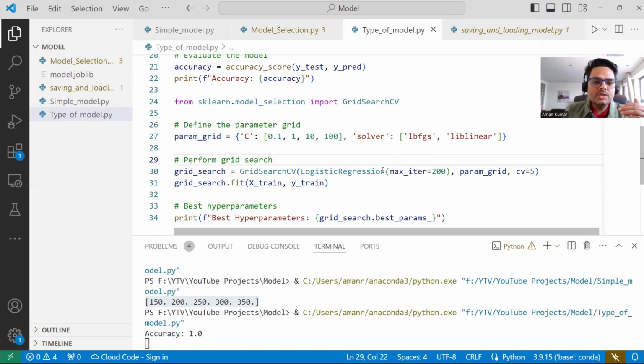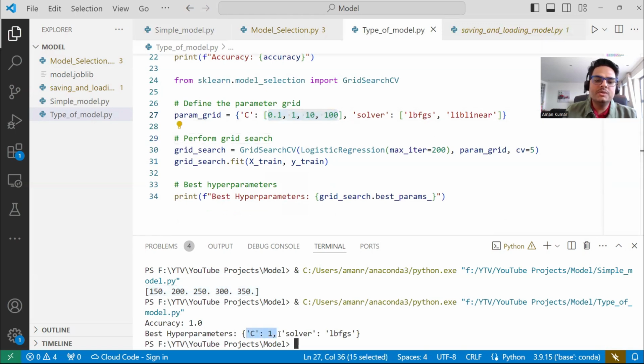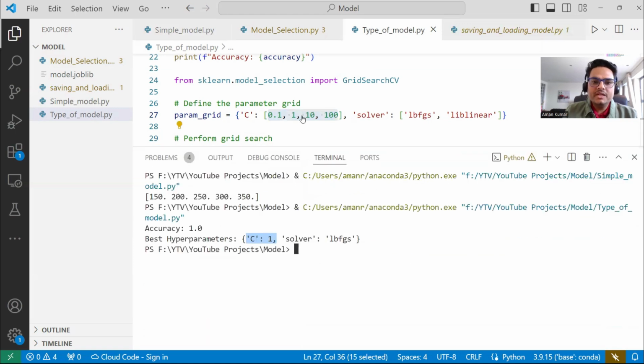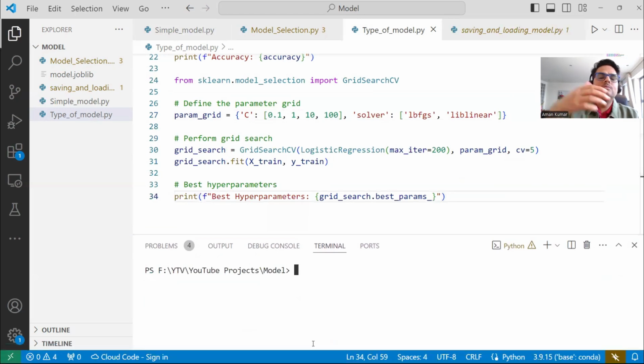So what I'm trying to do using grid search CV is ask: out of C 0.1, 1, 10, 100, what is the best C? It is telling me 1 is the best C. If you pay attention here, I have given 4 possibilities: 0.1, 1, 10, 100. I have given 2 possibilities for solver: LBFGS or liblinear. It is telling me to go ahead with C 1 and solver LBFGS. These are the best hyperparameters for you. Okay, this process is called model hyperparameter tuning, and from this you can get the optimized model. So just another concept to learn from the model point of view.